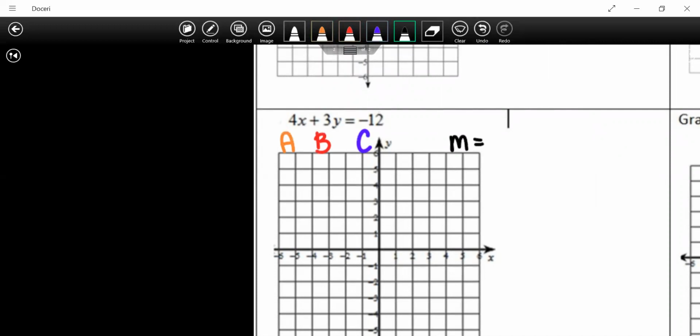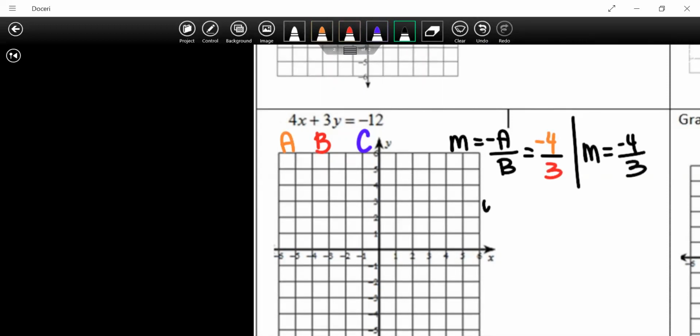What's my equation for my slope? Negative A over B. Oh, thank you, Mr. Aguilar. You're so smart. Negative A over B. What is my A? 4, so it's going to give me negative 4 on top. My B? So what is my slope? Negative 4/3. So I'm going to write M is equal to negative 4/3. Done with that first one.